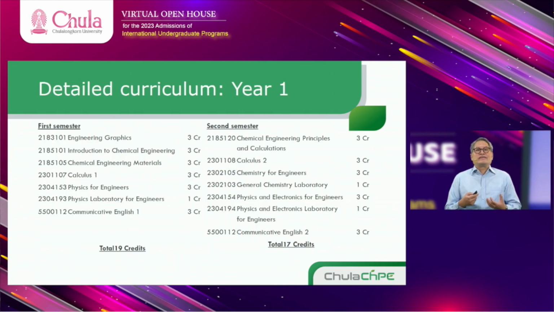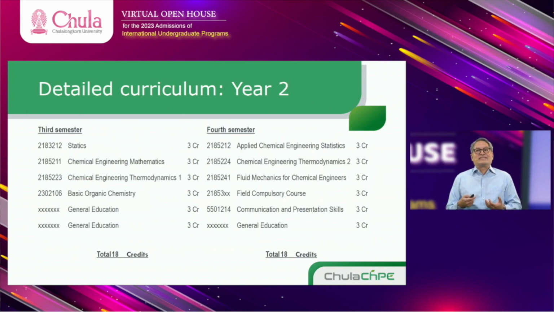So the first year will be typical for engineers. You take calculus, physics, chemistry, some English, and then for the second year, you start to have more chemical engineering courses. And you can see that in the 4th semester, you have the field compulsory course, which is the course that's required when you choose your field of study. Okay.